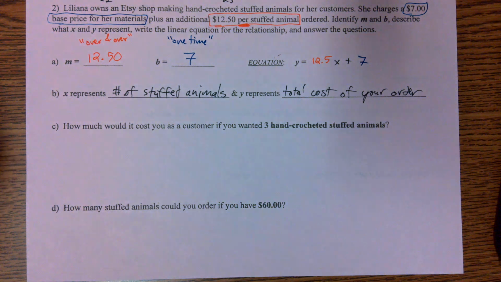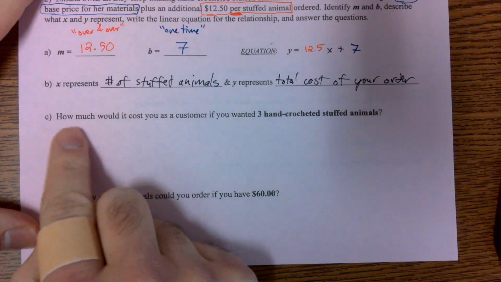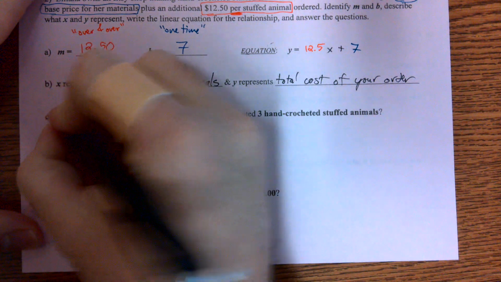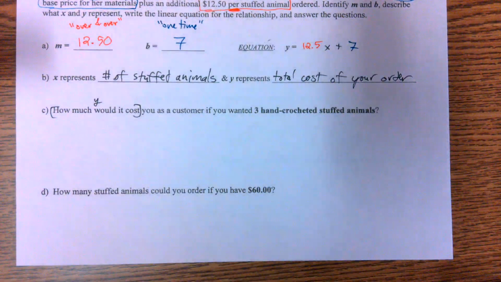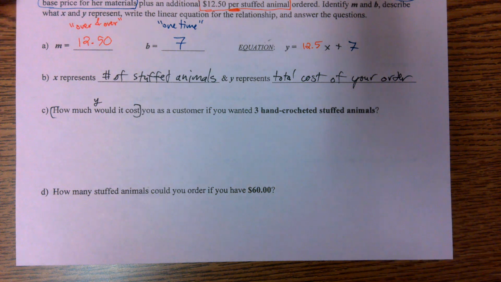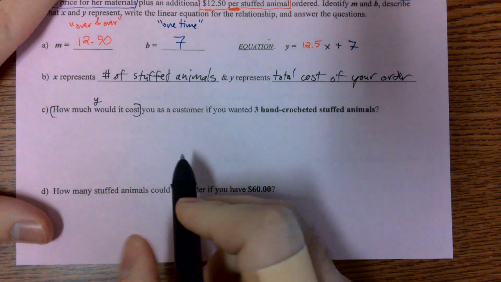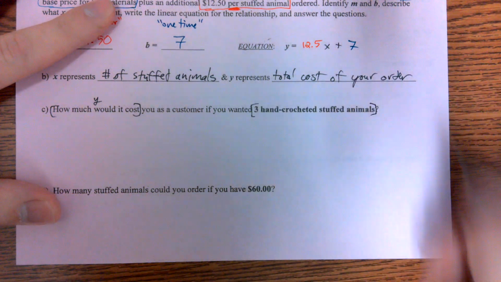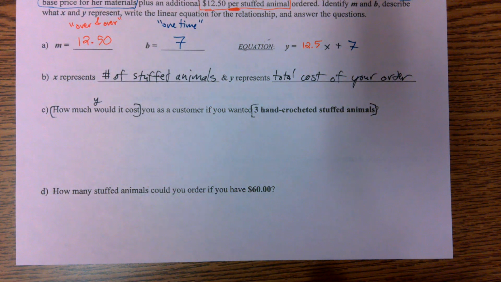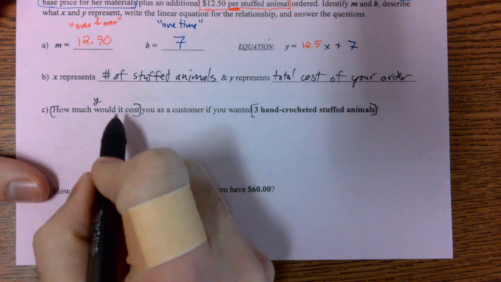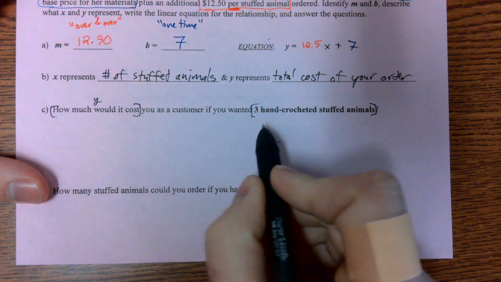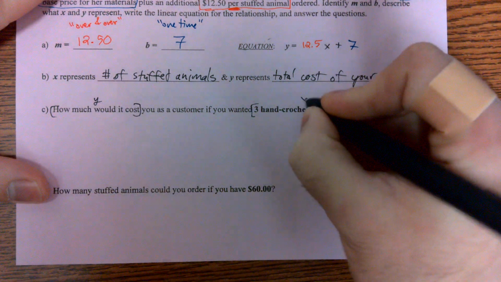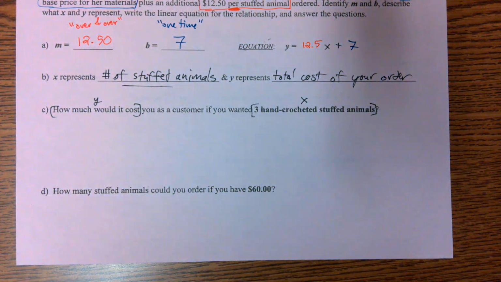So we've got our equation. We figured out what x is. We figured out what y is. Now let's answer these questions. How much would it cost? Again, total cost is y. So we don't know what y is. How much would it cost if you wanted 3 crocheted stuffed animals? Total cost is my y. The number of stuffed animals is my x, just like we identified in step B.